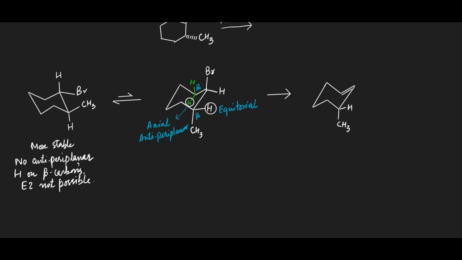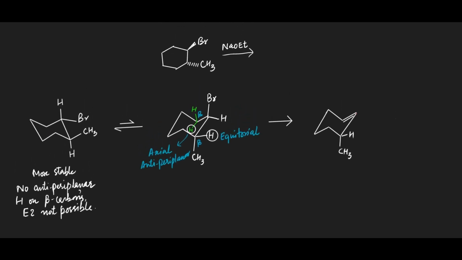Thus, this elimination doesn't follow the Zaitsev rule to form the more substituted alkene. The reason is that the elimination can occur only if the 2 substituents that are eliminated are in a 1,2 diaxial arrangement. Thus, this axial hydrogen is eliminated even though it leads to formation of the less substituted Hofmann product. We can write the product in planar form like this.